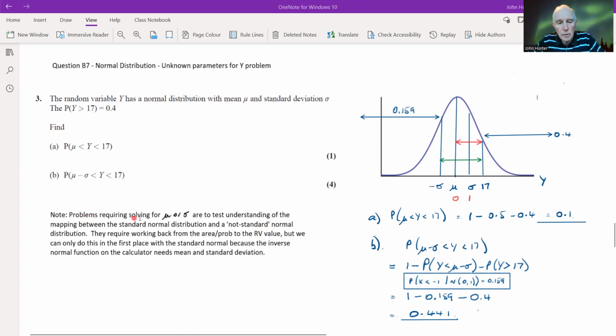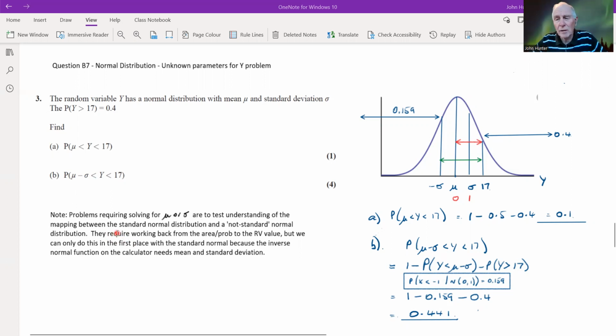Generally speaking, problems requiring solving for mu or sigma, or where either is just unknown, are there to test our understanding of the mapping between the standard normal distribution and one with values for the mean which are not zero, and some standard deviation which is not one. And really, what these tend to be testing is our understanding of the use of the standard normal distribution.